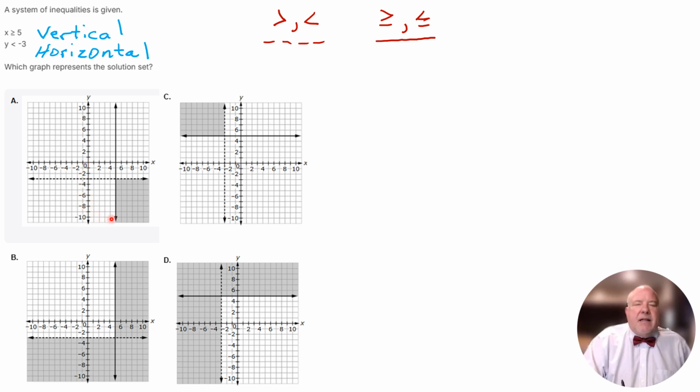So the x line is shaded on the right. The y line is shaded below it. So where those two shadings overlap is this little segment right here. And so this would be the solution to the system. So notice the reason B is not is because this section here should not be shaded, because remember y is shaded below, not above. So you can't have it both ways here. It's either going to be on this side of the line or on that side of the line.